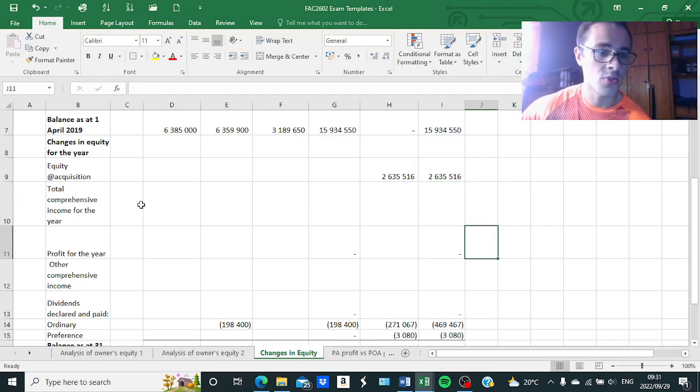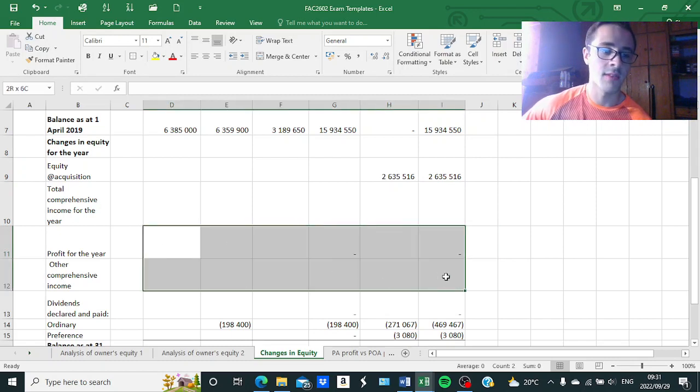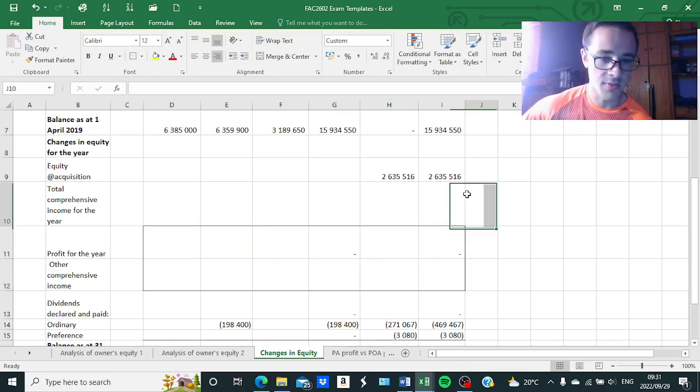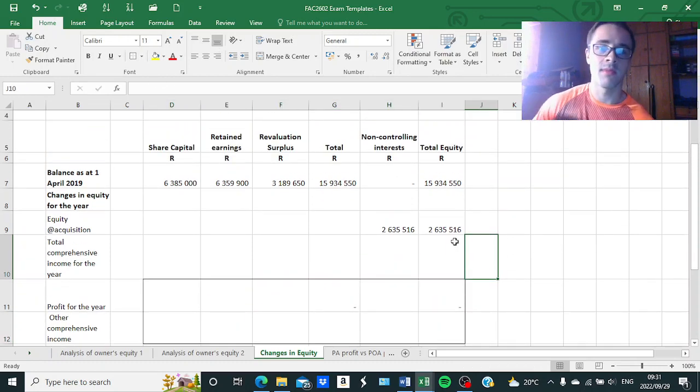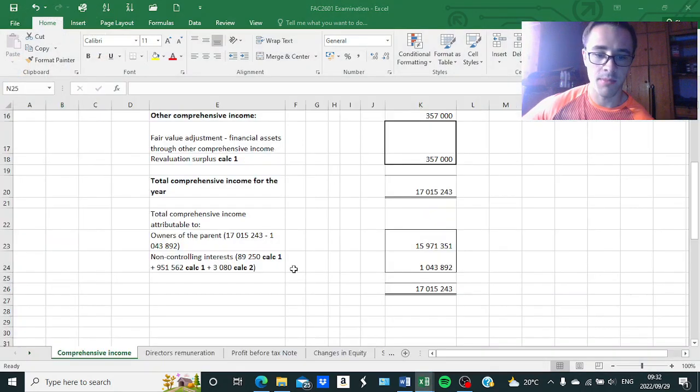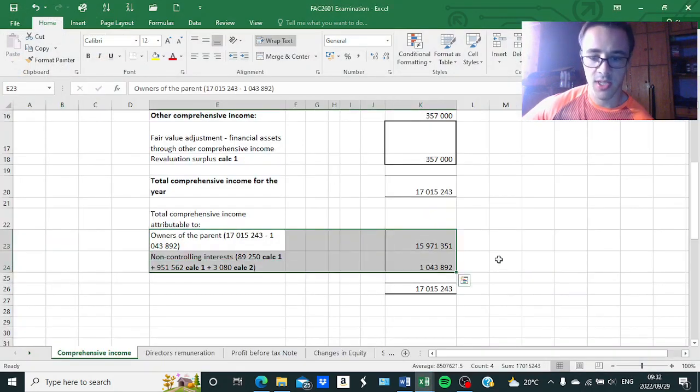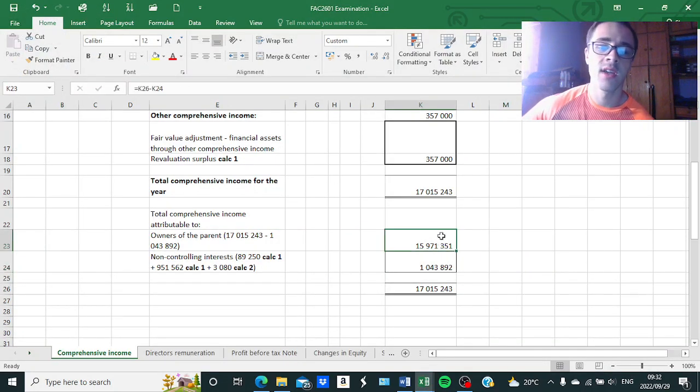Alright, now we get to the total comprehensive income for the year, and these amounts will be taken from the consolidated statement of profit or loss and other comprehensive income. Okay, but the tricky part now is that we have to take the amounts that we have calculated here at the bottom of the statement of profit or loss, and we have to calculate what amount represents other comprehensive income and what amount represents the profit for the year. Okay, this is a bit tricky.